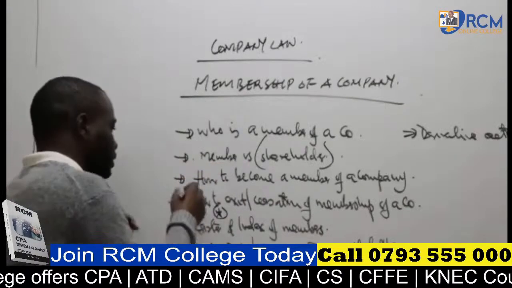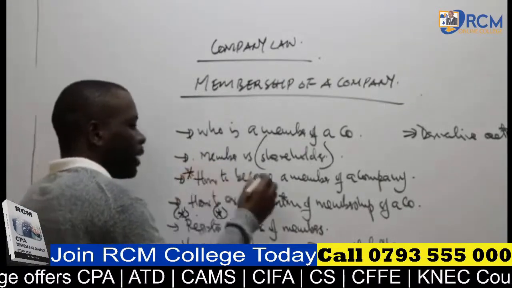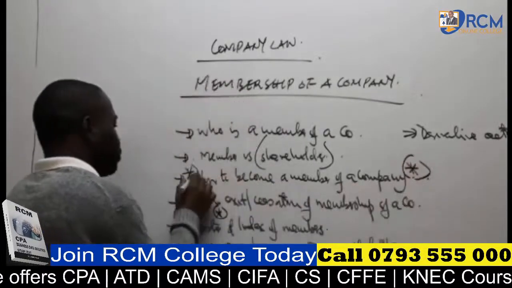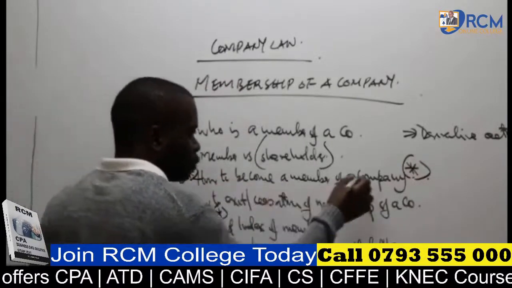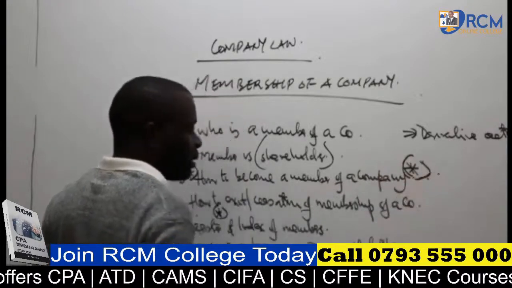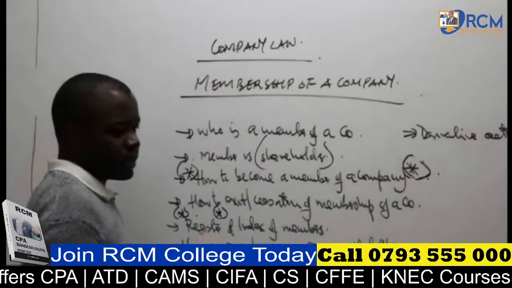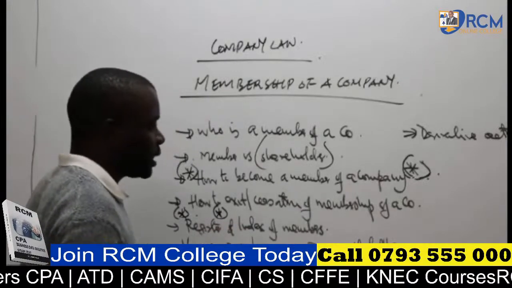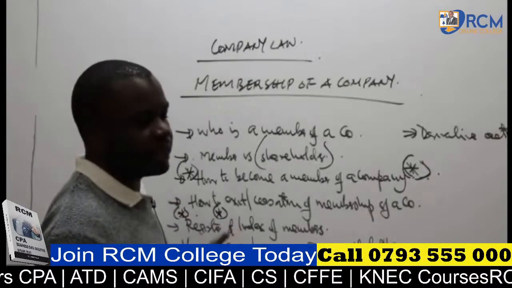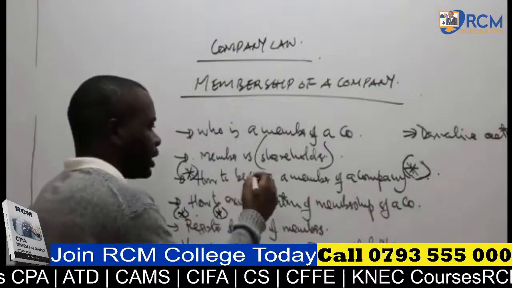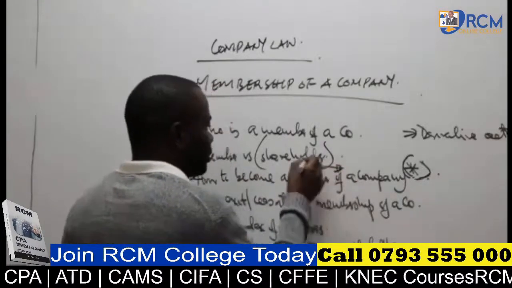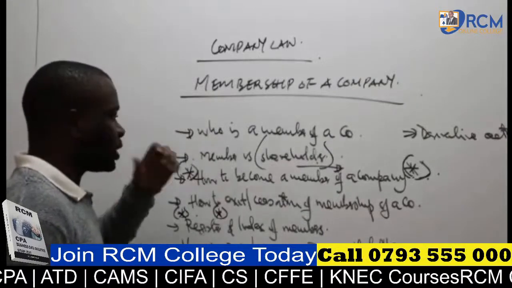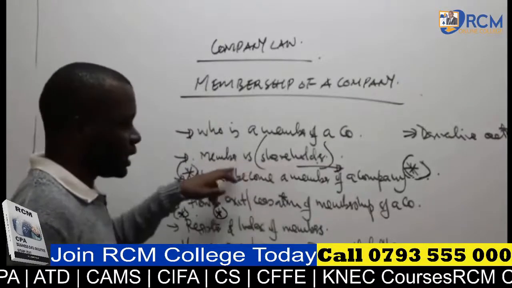So if you look here, we are saying ways of how to become a member. Number 3 here, what you're supposed to know, ways of how to become a member. You'll be able to realize that most of those ways of becoming a member will lead you to acquiring shares. So once you've acquired shares, you'll become the shareholder, then you'll become the member of the company. So these two terms are usually used interchangeably.